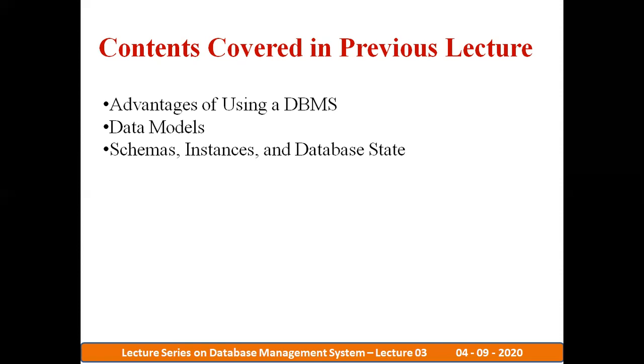Then we discussed the instance or database state. The number of rows at any given point of time is called the database state. What is the difference between a schema and a database state? Schema doesn't have any actual data other than the columns, whereas the database state, along with the columns, also has the actual data. That's why the database state is called the extension of the schema. The database state can also be called the instances or the occurrences.